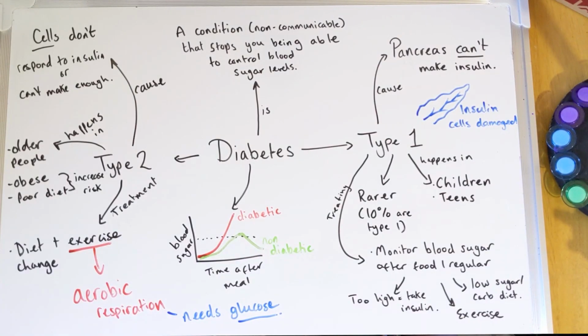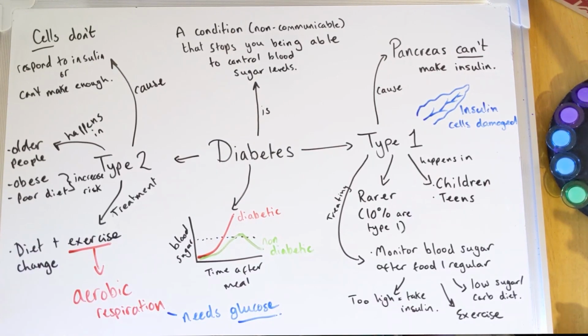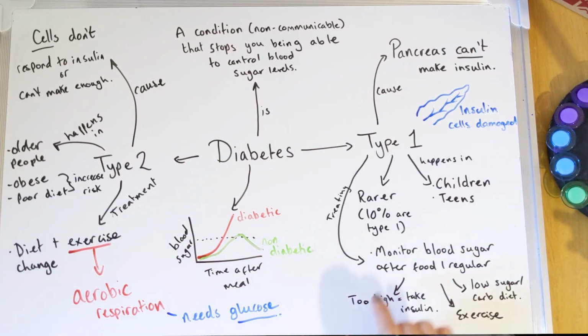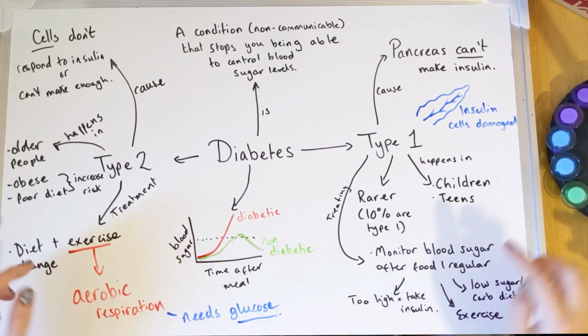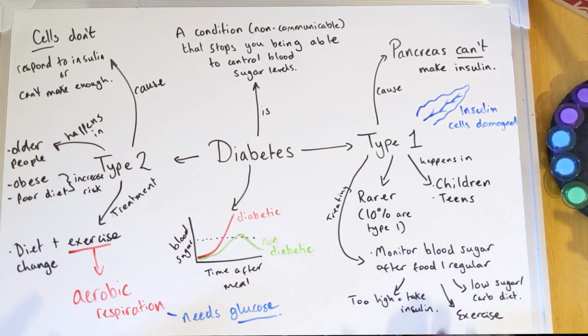Okay, so trying to get it all on one page. What you need to go away and learn in terms of exams is the differences between the two. You need to know that type 1 can't make insulin, type 2 can make insulin but cells don't respond. You need to know the differences in who can get it and how it's treated. So those evaluate questions, given the pros and cons, could be linked with comparing two different treatments.